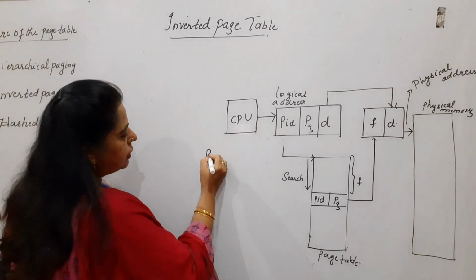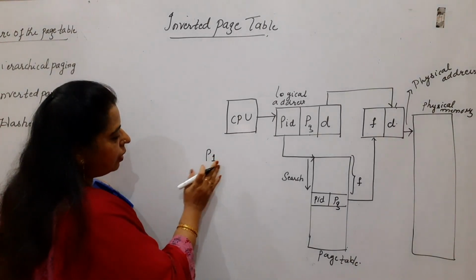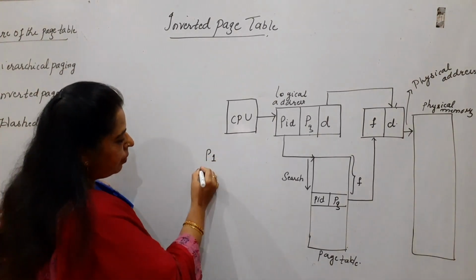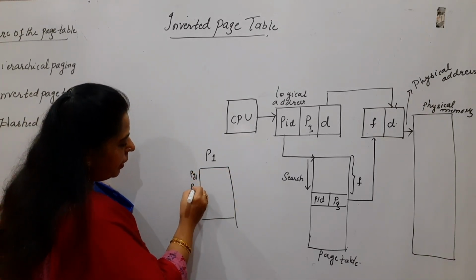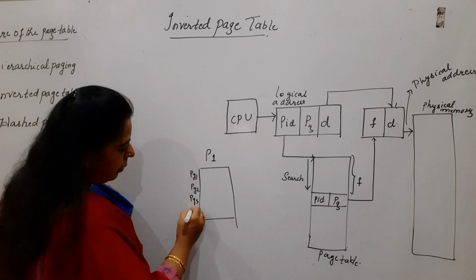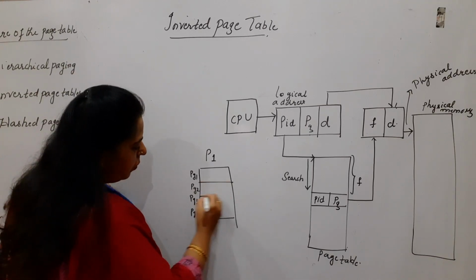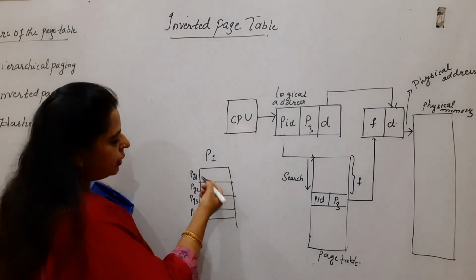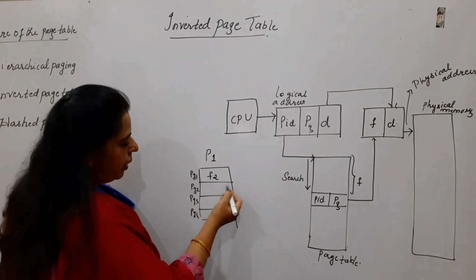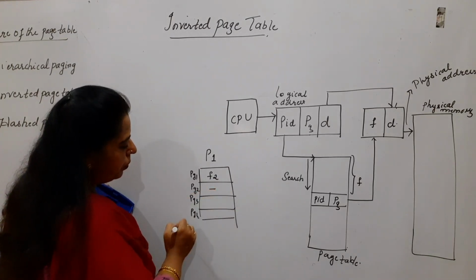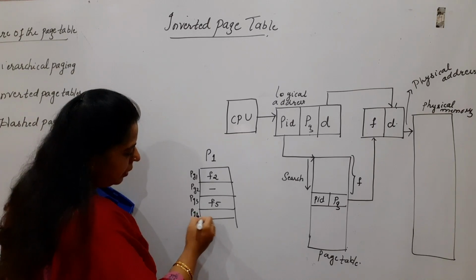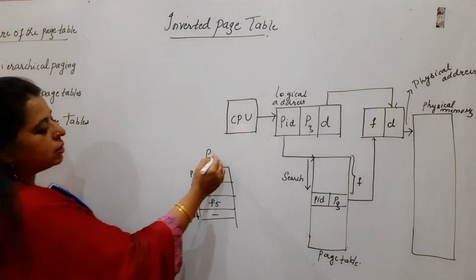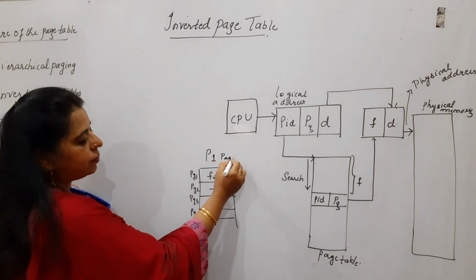Suppose there is a process P1. What will the P1 page table be like? Suppose the P1 page table has 4 pages: page 1, page 2, page 3 and page 4. Page 1 is stored in some frame number, F2. Page 2 is not present in the main memory, we'll put a dash. Page 3 is present in frame number 5. Page 4 is not present in the main memory, it is a dash. So this is the P1 page table.